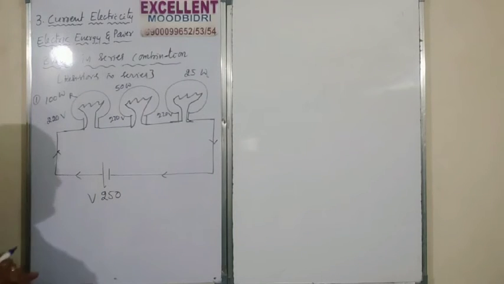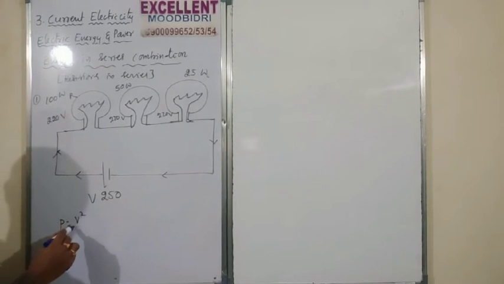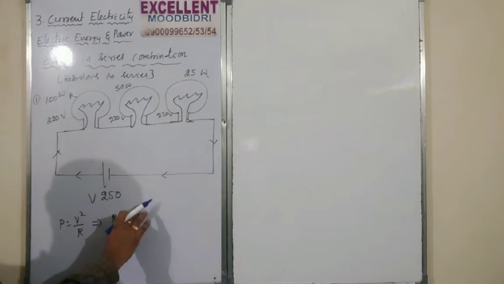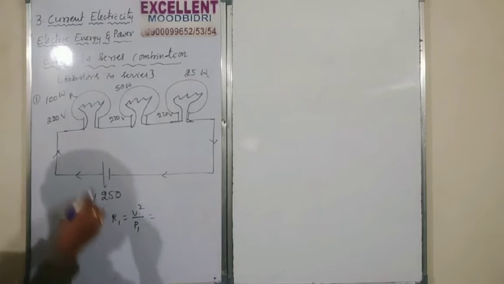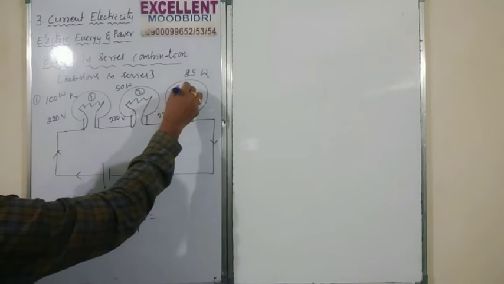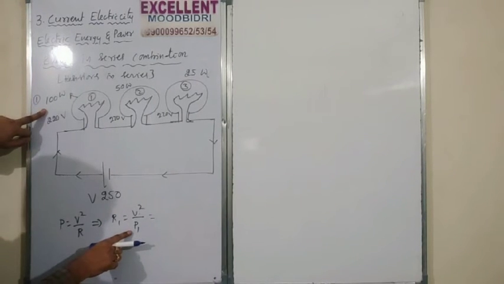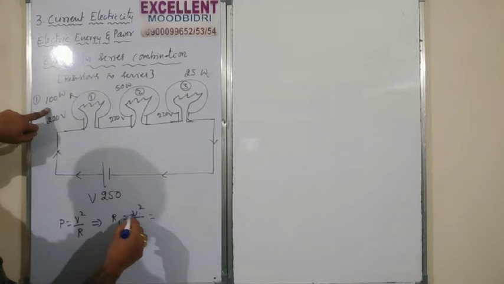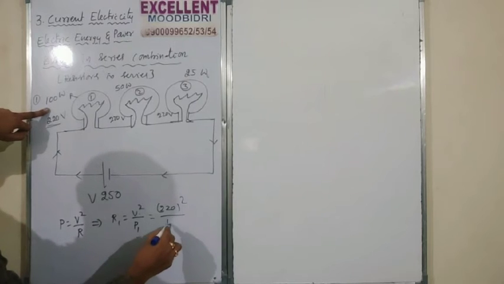In series combination, the current is the same only. Therefore, we have to follow the general formula P is equal to V square by R. Now I want R1. R1 is equal to V square by P1. P1 is for the first bulb, the second bulb, and the third bulb. Speaking of the first bulb, P1 is nothing but the wattage, that power only. So V square is 220 whole square by 100.